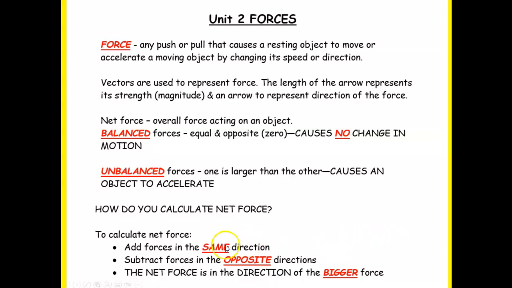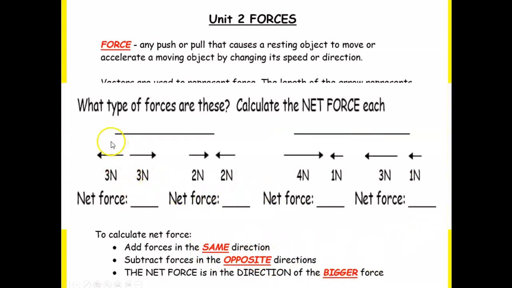Again, calculating net force is the same way that we calculated displacement. So if you have vectors that are opposite, meaning that they're going away from each other, this is a pulling force. When they're going into each other, that's a pushing force. So these forces, since they're equal and opposite, are balanced forces because when I subtract them out, there is 0 net force. Whereas these forces, you can see, are unbalanced because this one is bigger than this one.